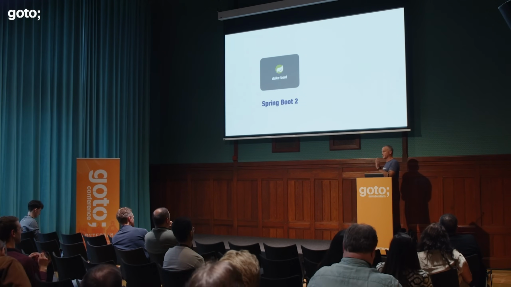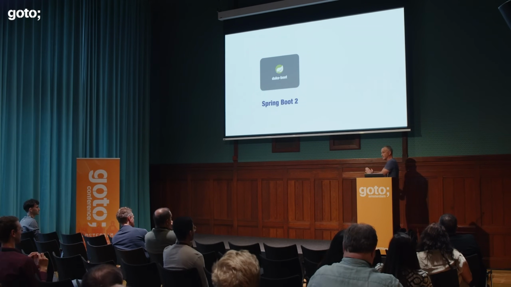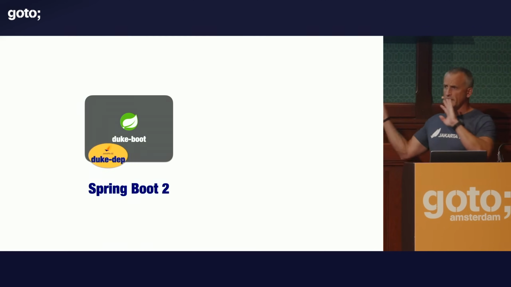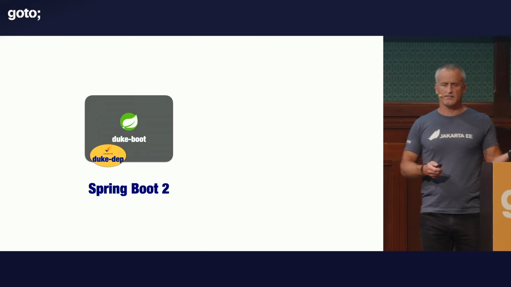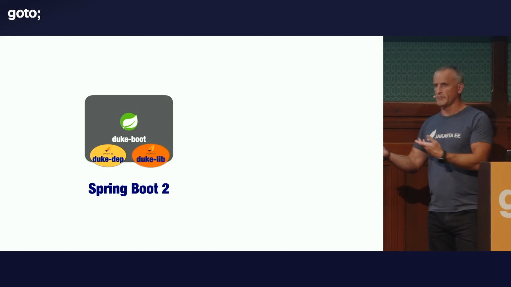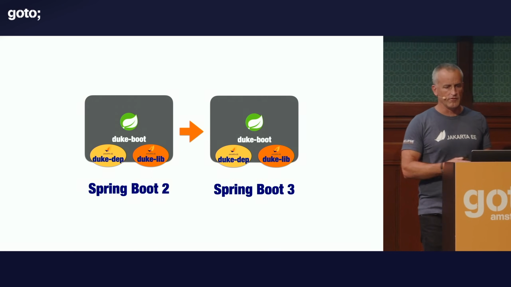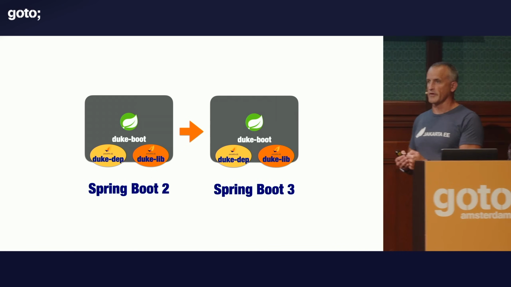So I'm having a Spring Boot 2 application, and I'm going to move it to Spring Boot 3. There is something you usually have in a Spring application, and that is that it has some dependencies and also some libraries. And I'm going to move this over from Spring Boot 2 to Spring Boot 3.